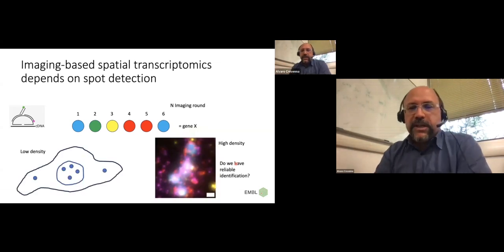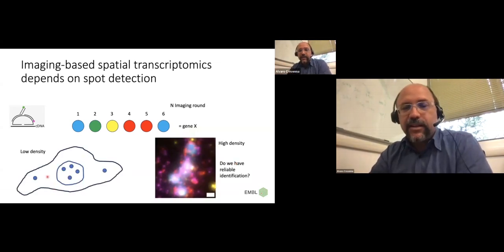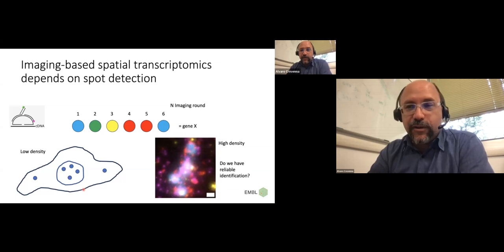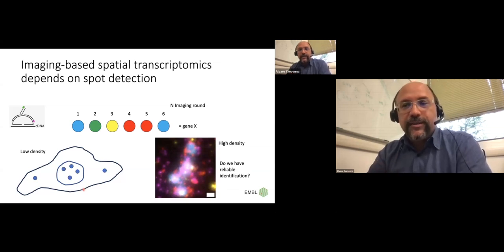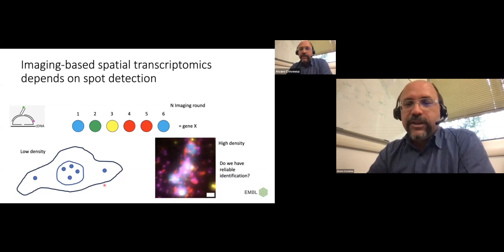So what does that mean? If you have low density, like in this schematic, that would be no problem. Cells rarely look like this, or your experiment would not give you a lot of information. You want to look at tens or hundreds or even thousands of genes in a single cell. And that will lead to cases like these where you see blobs in most imaging conditions. And then the question that immediately comes to mind is, how reliably are we identifying these spots?